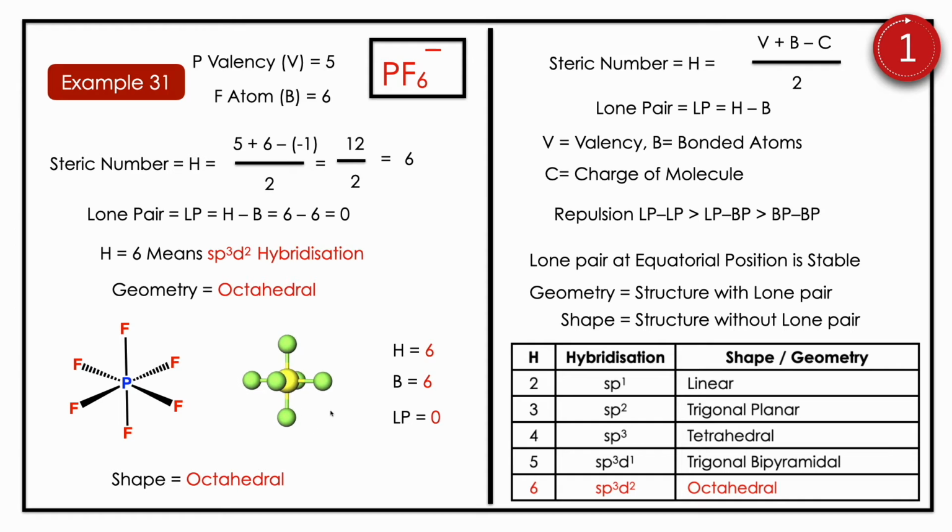Then let us look at PF6 minus. Phosphorus is in the nitrogen group, whose valency is 5. Fluorine atoms are 6. If you substitute in our formula, you have a charge here, which gives (5 plus 6 minus of minus 1) divided by 2, meaning 12 by 2, gives 6. So lone pair will be H minus B, which is 6 minus 6 gives 0. H6 means sp3d2 hybridization, which gives geometry of octahedral. Here no lone pair in the system, so shape and geometry will be equal. So PF6 minus is octahedral.